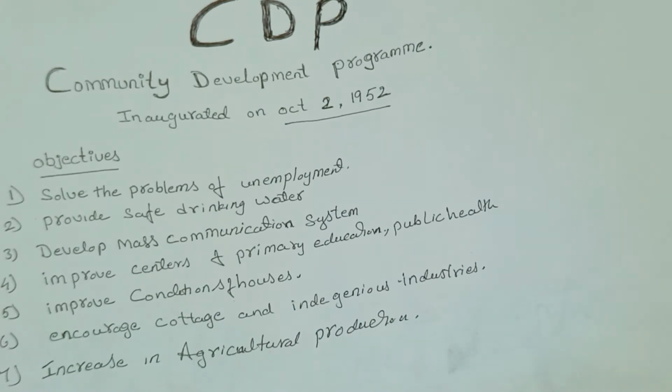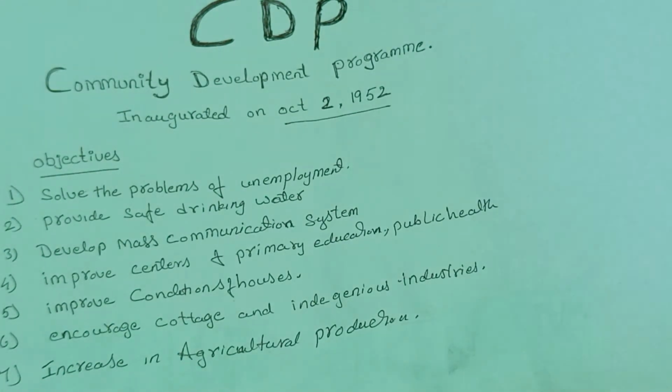The next objective is to bring about the maximum possible increase in agricultural production. In villages they use primitive methods of agriculture. So the main objective of this community development program is to provide the maximum possible increase in agricultural production by using scientific methods and the guidance of agriculturists to the farmers. So these are the 7 points, aims or objectives of community development.